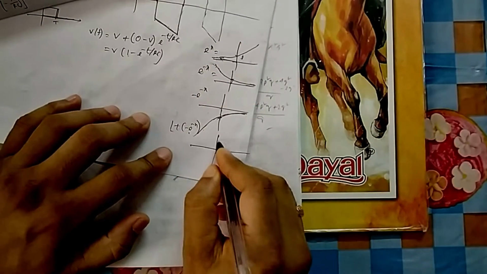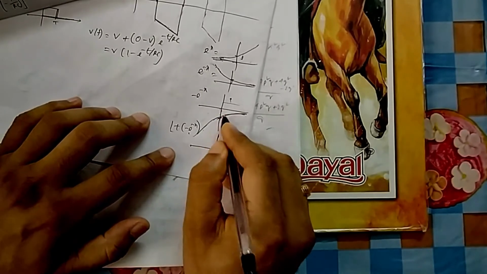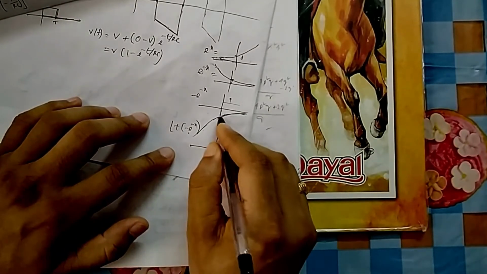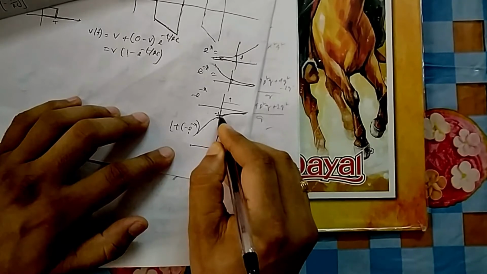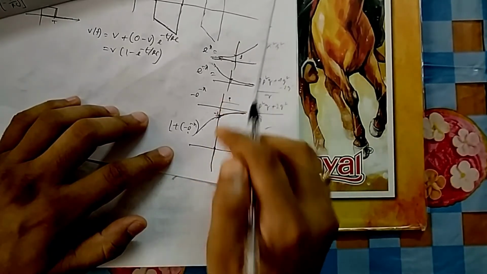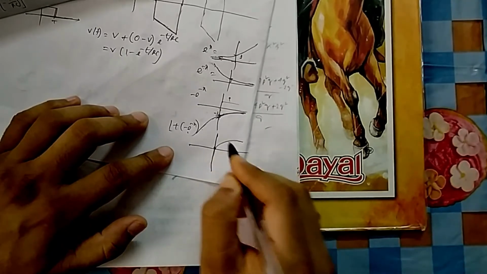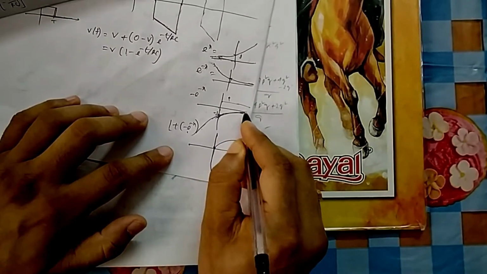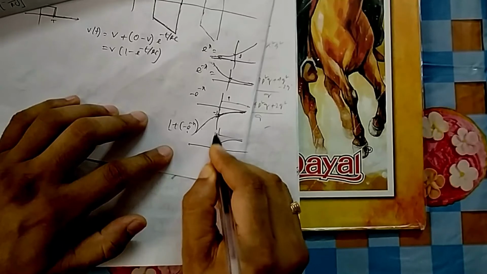Now how will the graph be? Because 1 is there, flat 1. Along with 1 you are adding this one. So initially it is 0, because it is at minus 1 at 0. So it will start from 0. Then it will step up by 1. So ultimately it will reach 1. So here it will reach 0 plus 1, 1. So this is the shape of this curve, 1 minus e to the power minus T by RC.